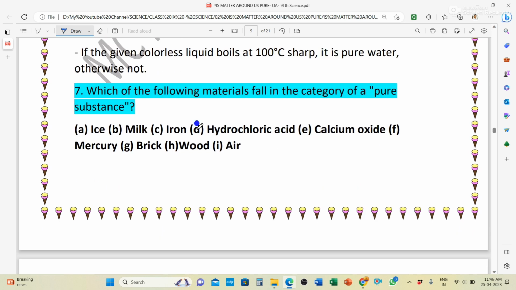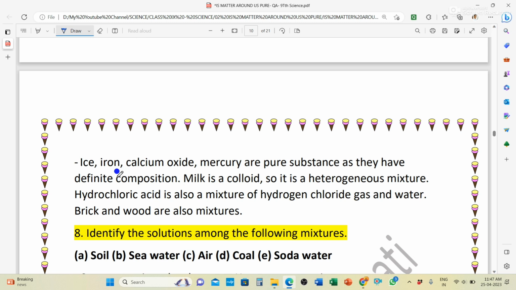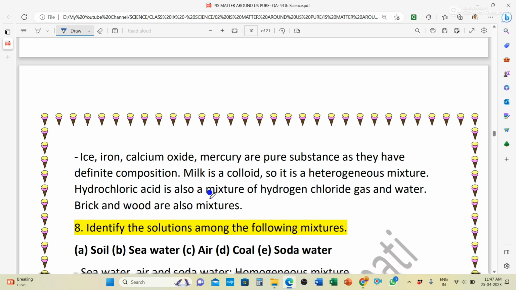Which of the following materials fall in the category of a pure substance? Ice, milk, iron, hydrochloric acid, calcium oxide, mercury, brick, wood, air. You know, pure substances are either elements or compounds. So, ice, iron, calcium oxide, and mercury are pure substances as they have definite composition. Milk is a colloid, so it is a mixture. Hydrochloric acid is also a mixture of hydrogen chloride gas and water. Brick and wood are also mixtures.